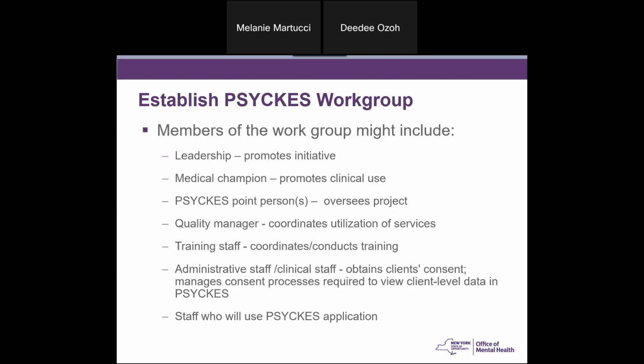And then it is helpful to have a point person who can organize and oversee the project and be able to explain to staff how they can get access, how they can access PSYCKES trainings and other resources that are available as well. A quality manager may be useful to coordinate utilization of services. Next, training staff is always good to have, and some organizations may have staff that work to train and organize onboarding for new employees anyways.